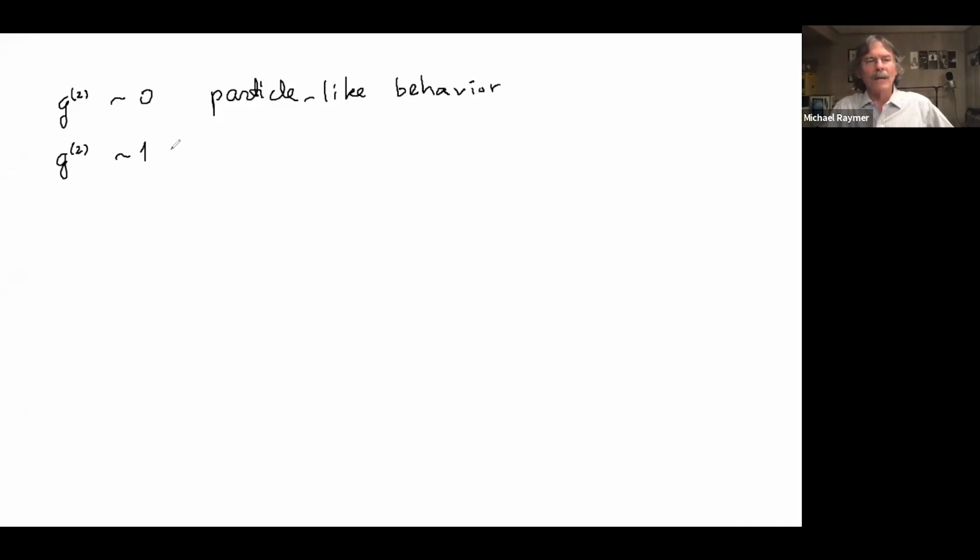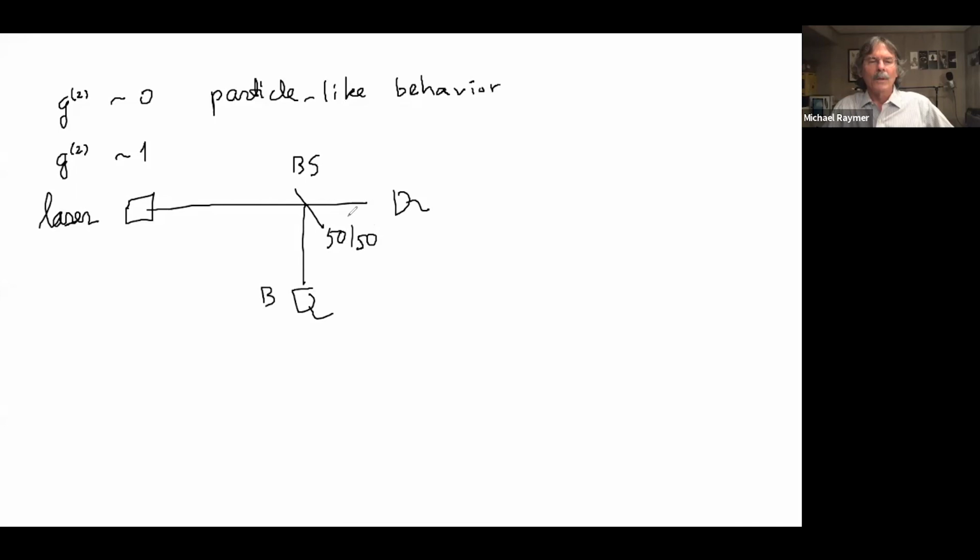And how could I do that? It turns out that if I have a laser here, and I have a beam of light coming from my laser, and I put a beam splitter here, and it's a 50-50 beam splitter. And if I put my two detectors here, we like to call them B and B prime, and then I look at my coincidences here, what am I going to get for G2?